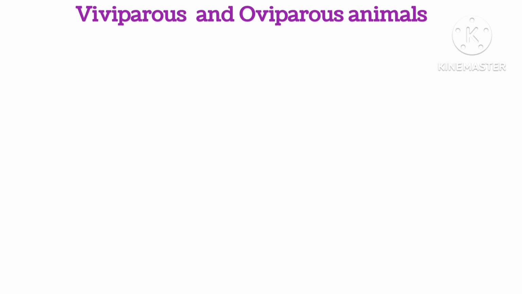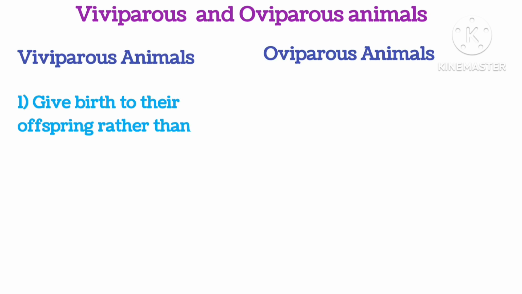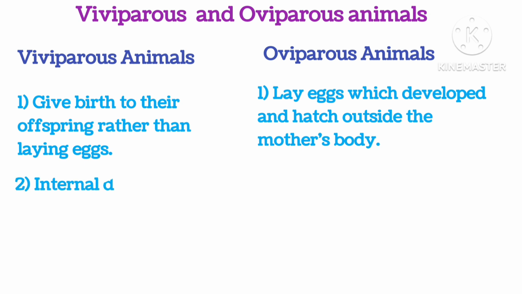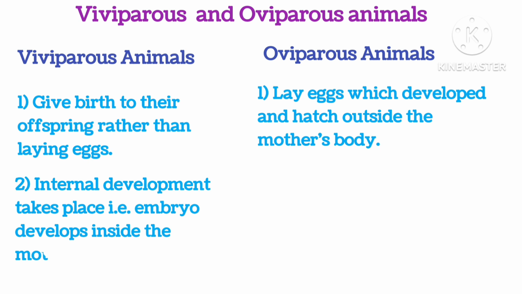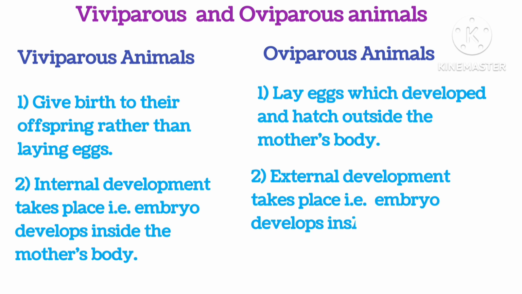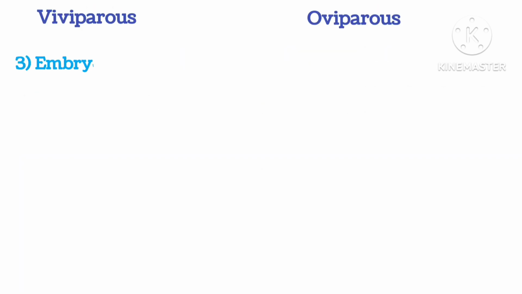Viviparous and oviparous animals. Viviparous animals are the animals which give birth to their offspring rather than laying eggs, whereas oviparous animals lay eggs, which develop and hatch outside the mother's body. Internal development takes place in viviparous, that is, the embryo develops inside the mother's body. External development takes place in oviparous, which means the embryo develops inside the egg which has a protective shell.